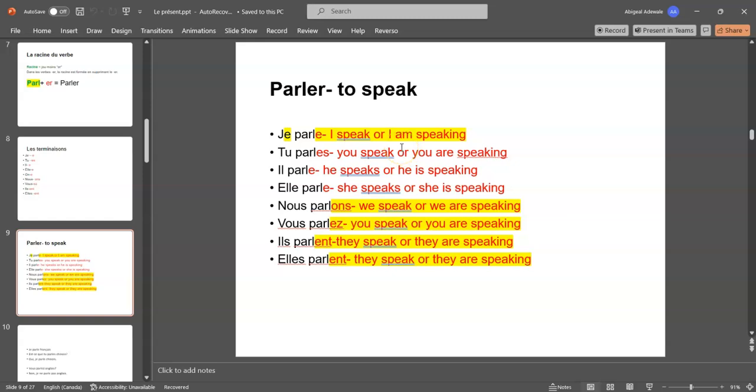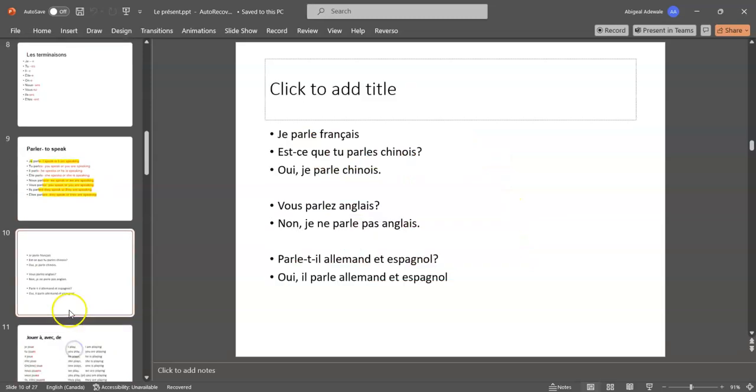So like I said, it can be present tense or present continuous tense. So please take note that the E here is silent. Here we don't pronounce the S, we stop at parle, we don't say parles. Then here we say parlons, here we say parlez. Here we don't pronounce the ENT, we just stop at parle. So ENT is always silent in the ils and the elles of the plural form. So let's look at quelques phrases.